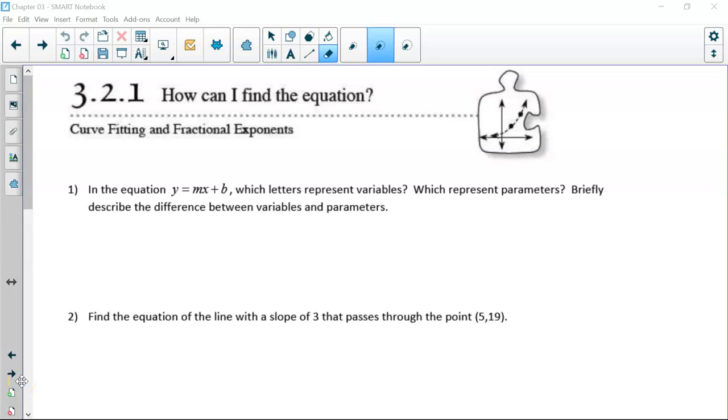Okay, we're going to be talking about section 3.2.1, curve fitting, and then in the end, fractional exponents. So it's got a little bit of review still.